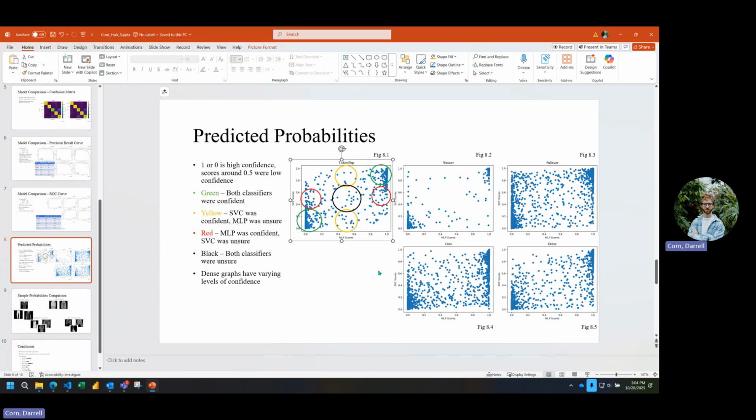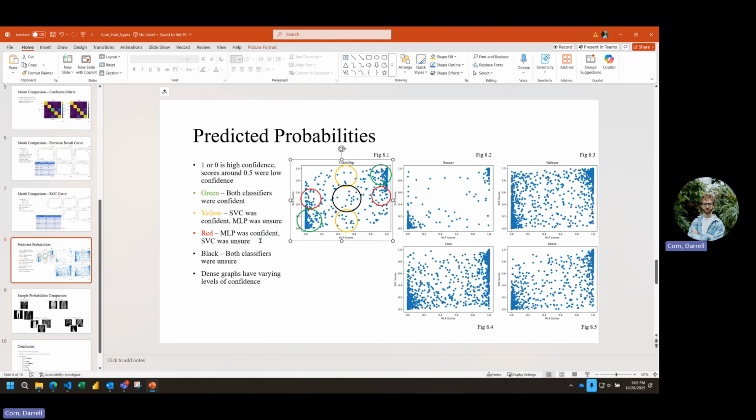So here in figure 8.1, I've circled where these different confidences kind of fall on this graph. I have circled in green where both classifiers are very confident about the sample that they just predicted, because the MLP and the SVC are both at 1 or both at 0. So they're pretty confident about sorting that sample. The yellow circles show where the SVC was confident because it's at 1 or 0, but the MLP was unsure. It's at its 0.5 mark.